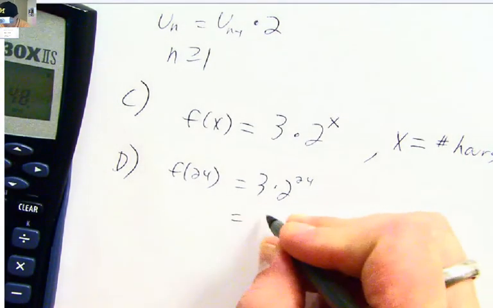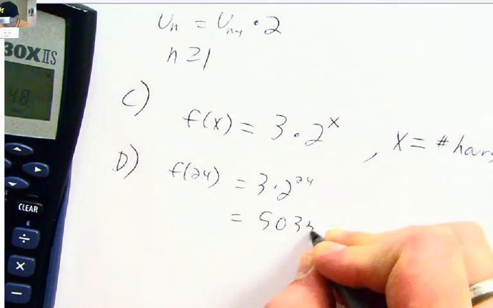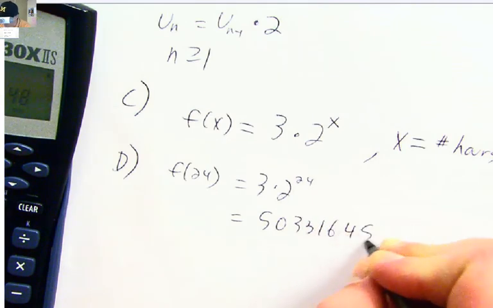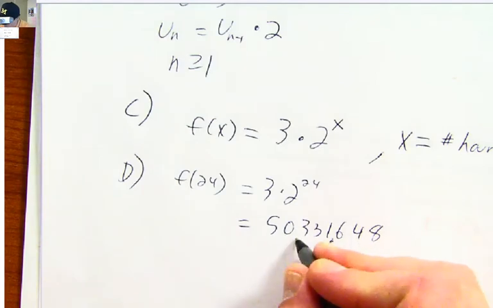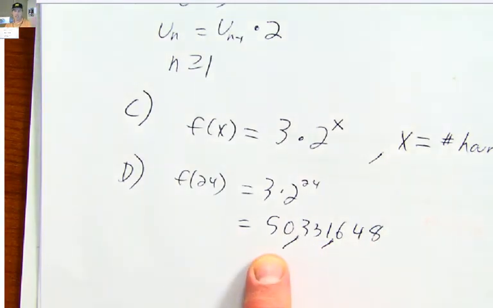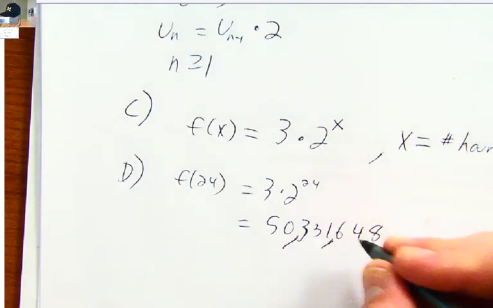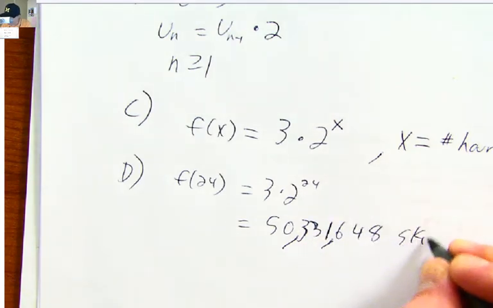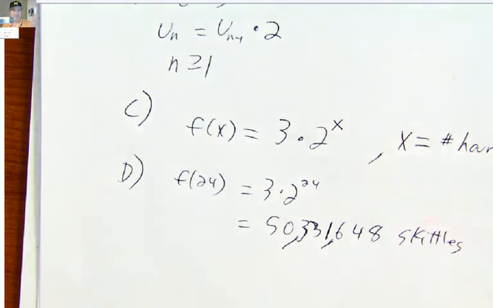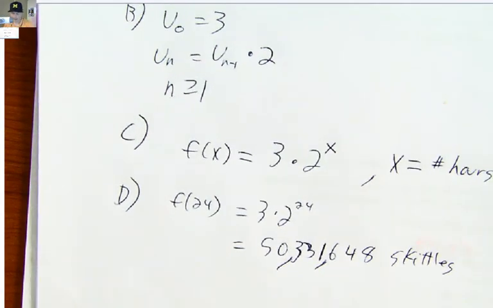And I ended up getting 50331648. And then you want to put some commas in there. So comma there, comma there. Whoa! 50,331,648 Skittles. That Marshawn, I bet he's a happy guy now. Okay, so that's number 2.